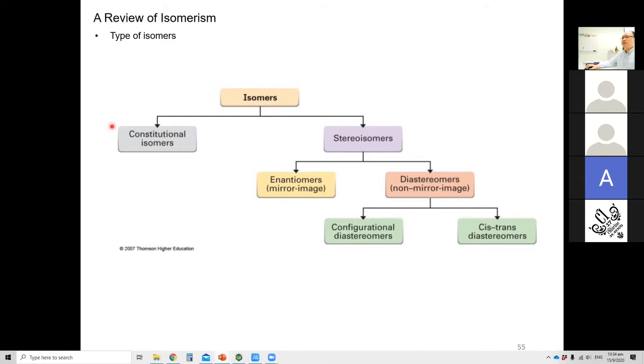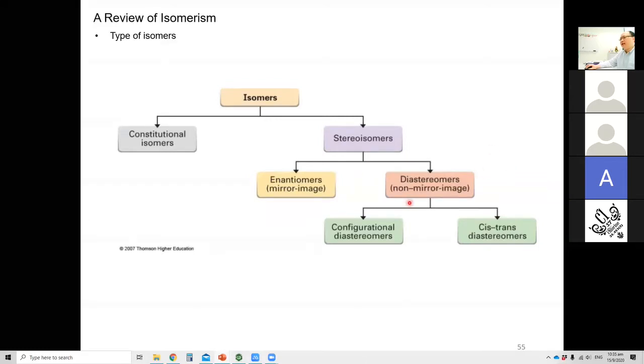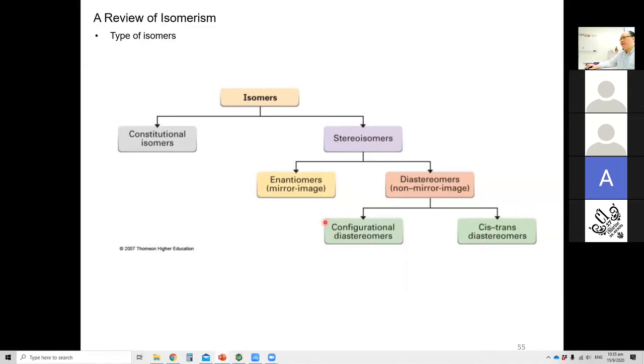So isomers: constitutional, and what we focus on majorly in this course is stereoisomers. Because constitutional isomers you have learned in general chemistry, and it has not much to do with this course. For the stereoisomers, we have 2 types. One is enantiomers, the other is diastereomers. Enantiomers are mirror images. Diastereomers are non-mirror images. Within the category of diastereomers, we have configurational diastereomers and cis-trans diastereomers.